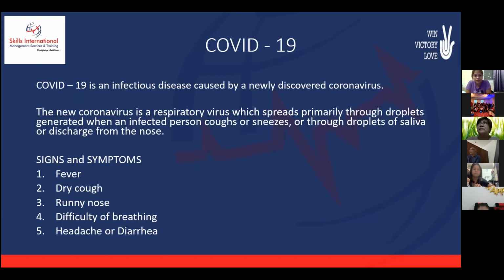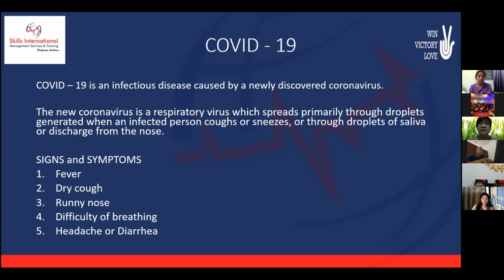So we'll touch a little bit on COVID. Okay, so let's get some information about COVID. I know every one of you is much updated with the COVID right now. Siguro lahat ng makita nyo, ma-Facebook ka, ma-newspaper, any articles, may COVID, di ba? Just for the updates, COVID-19 is an infectious disease caused by a newly discovered coronavirus. Okay, ito na yun sa 2019-2020. The new coronavirus is a respiratory virus.